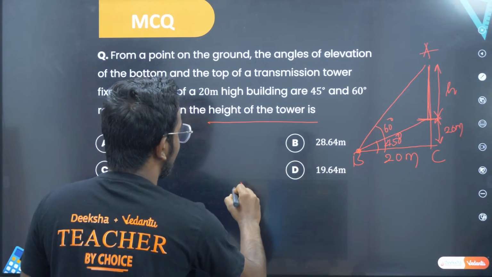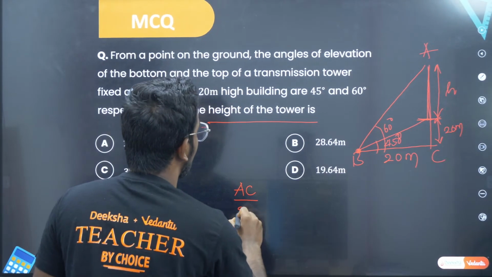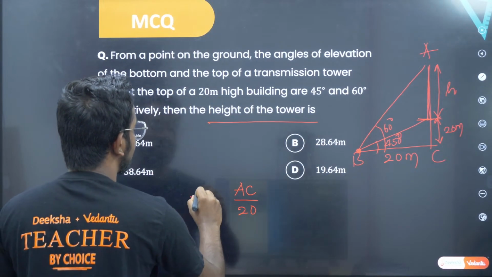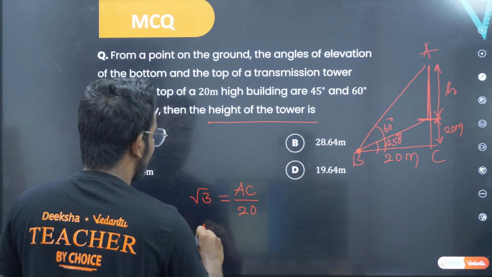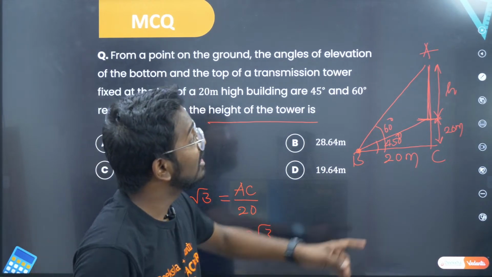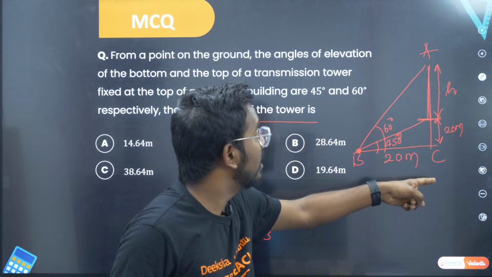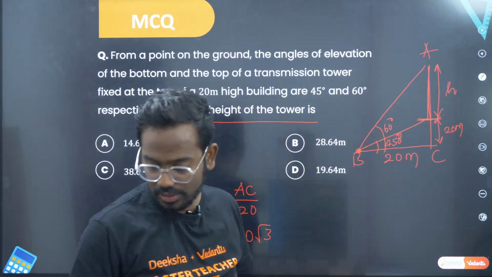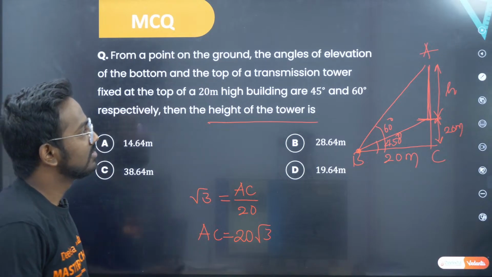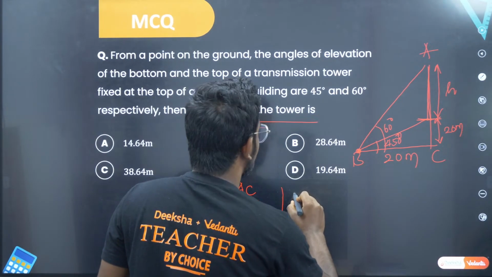Opposite side AC divided by adjacent side, that is 20, is equal to tan 60. So tan 60 is root 3, sir. So clearly your AC will be equal to 20 root 3. Okay, sir, so I got the whole thing. Please remember, I got the whole AC to be 20 root 3. Then what should be our final answer? Sir, the question asked is what is H?